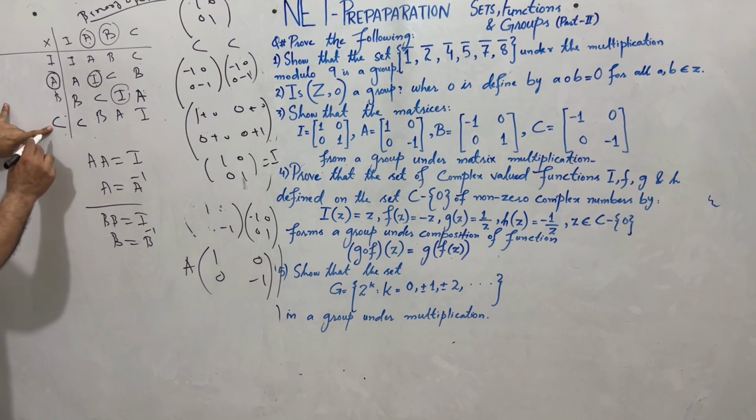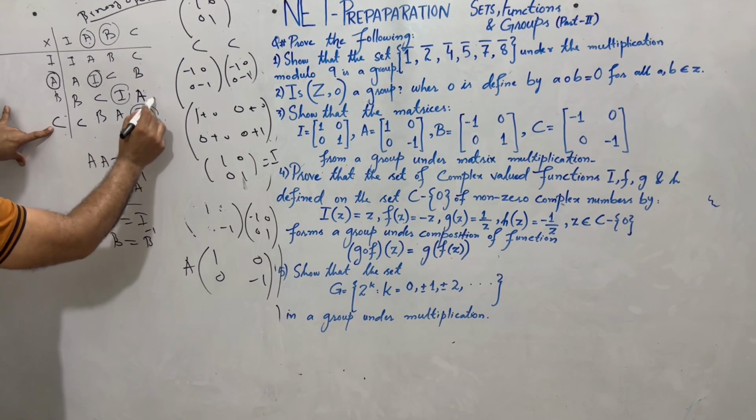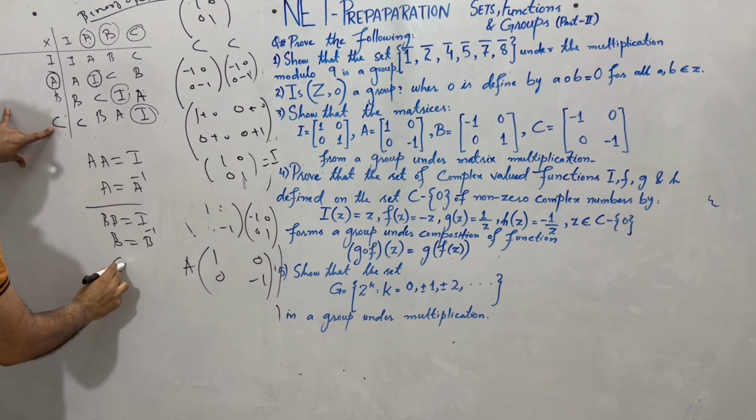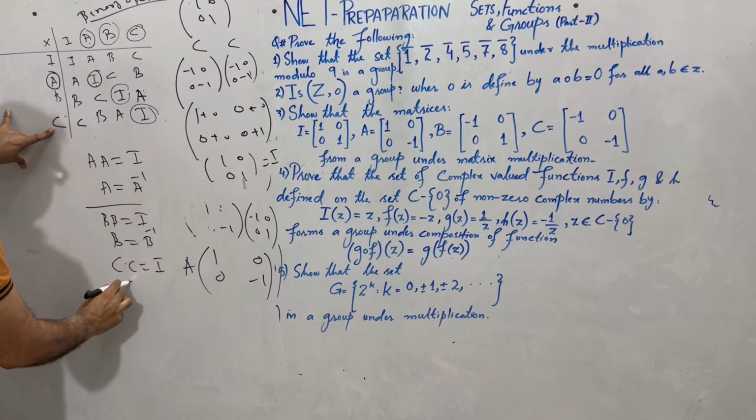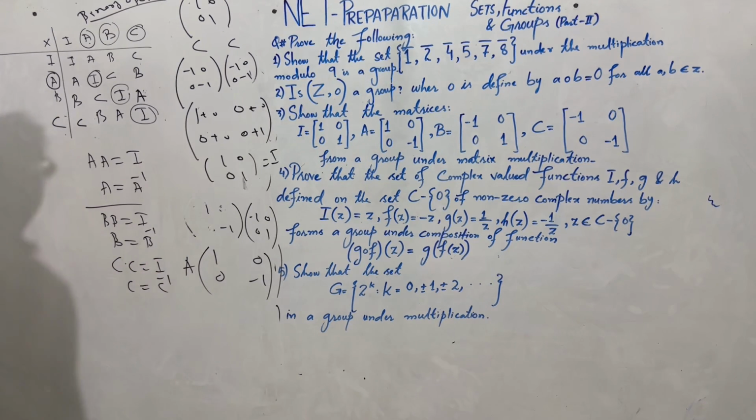What about C? Keep on traveling in the horizontal direction, then in the vertical. So C times C is our identity. So C is equal to C inverse. Every element is the inverse of itself. Inverse of A is A, inverse of B is B, inverse of C is C.